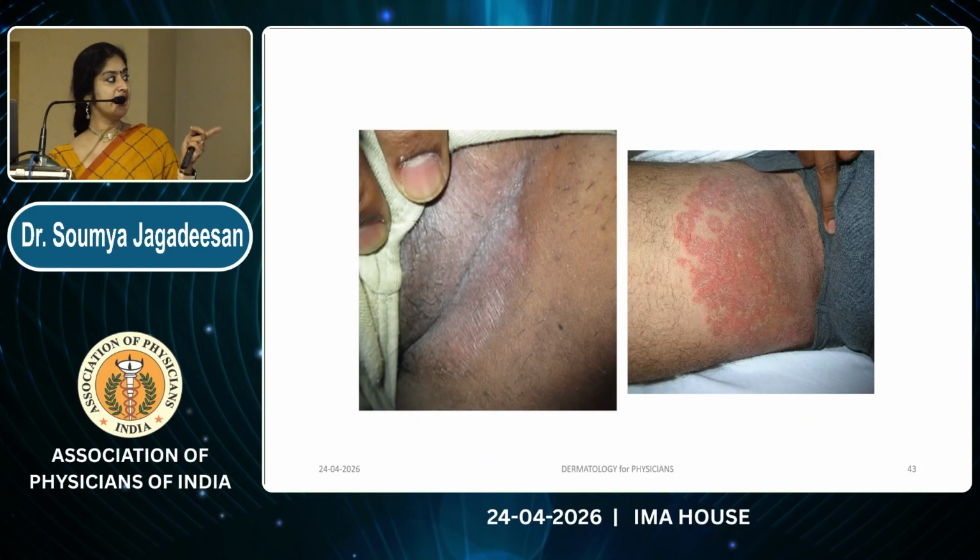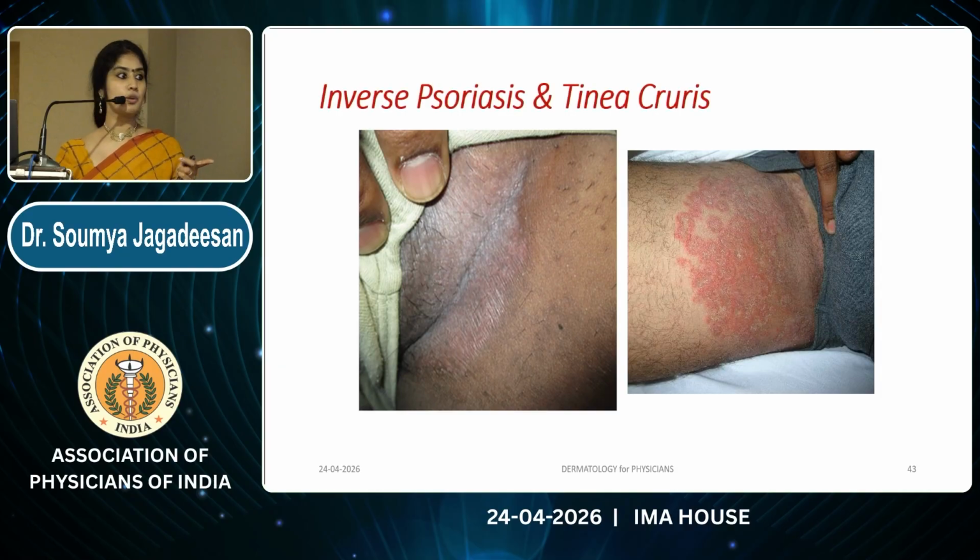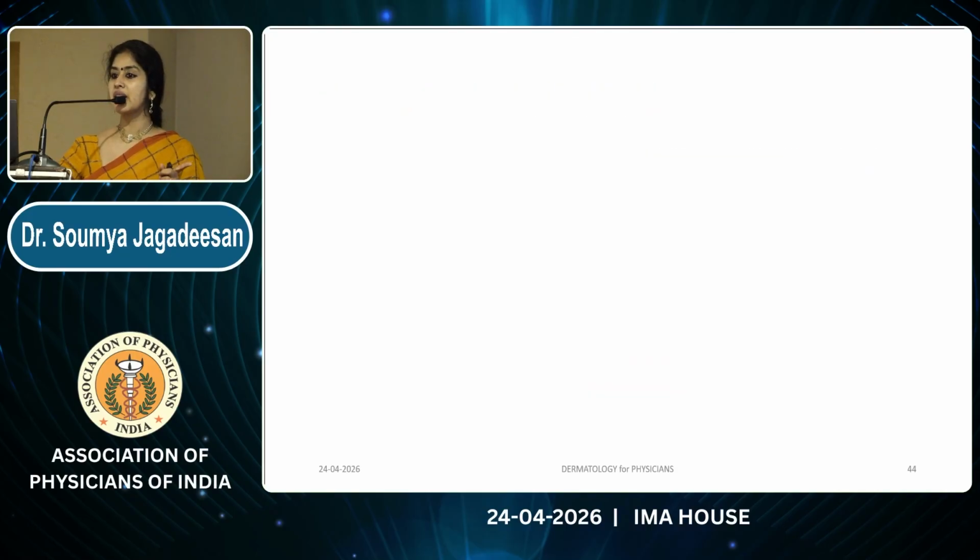Now, this is again intertrigo or flexural psoriasis, which is often confused with tinea cruris. So again, that's something which we need to remember. If the fold is involved, it is more likely to be flexural psoriasis or intertrigo and not tinea cruris.